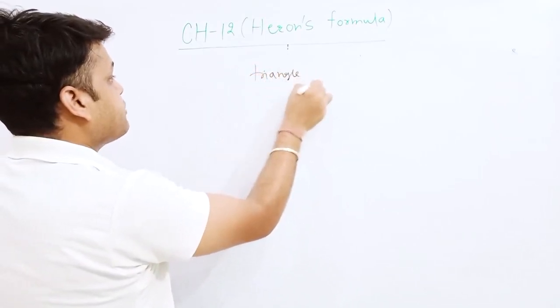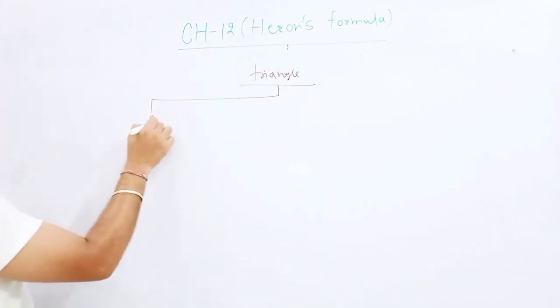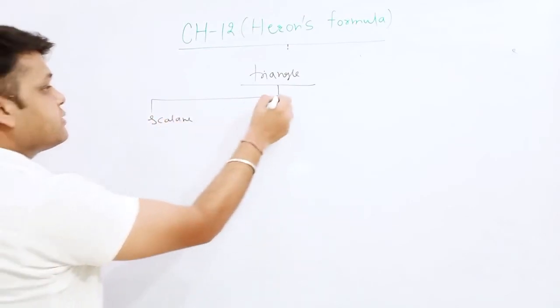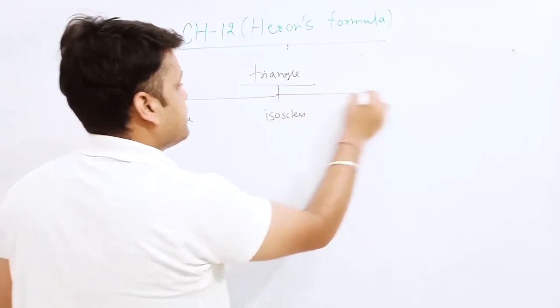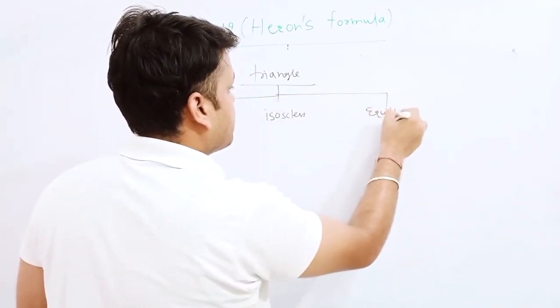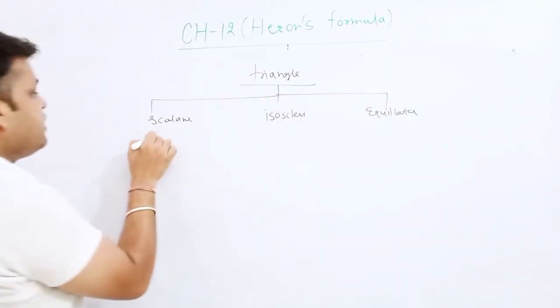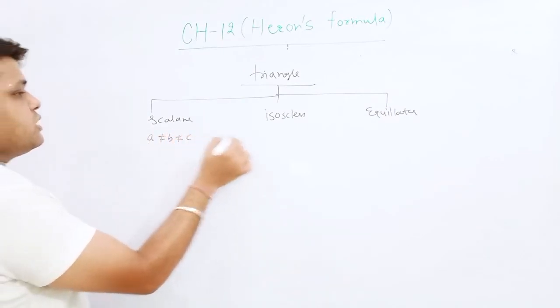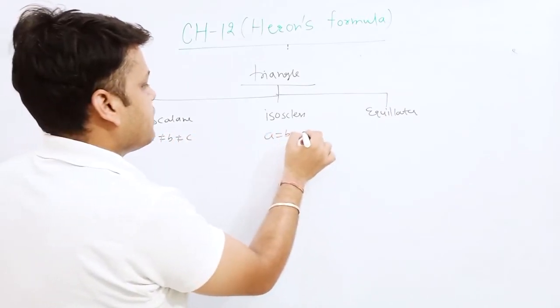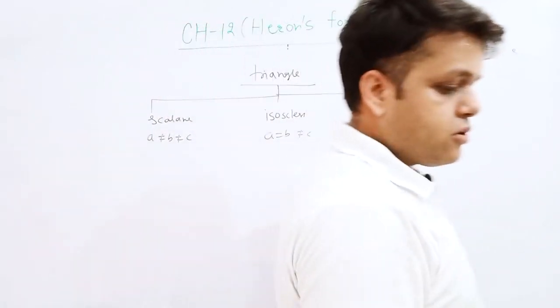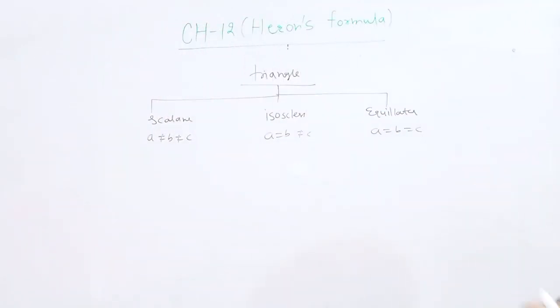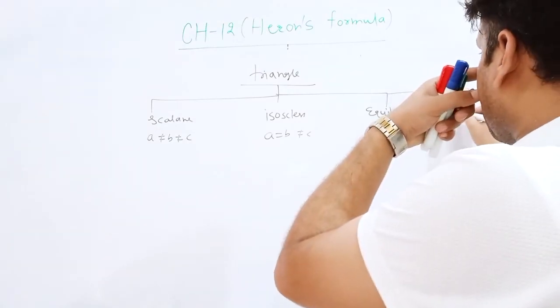Moving towards the next example, we know about the types of triangle. One is scalene, second is isosceles, and third is equilateral. A not equal to B not equal to C, any two of them are equal, all are equal. So this is the special type of triangle. One is right angle triangle.